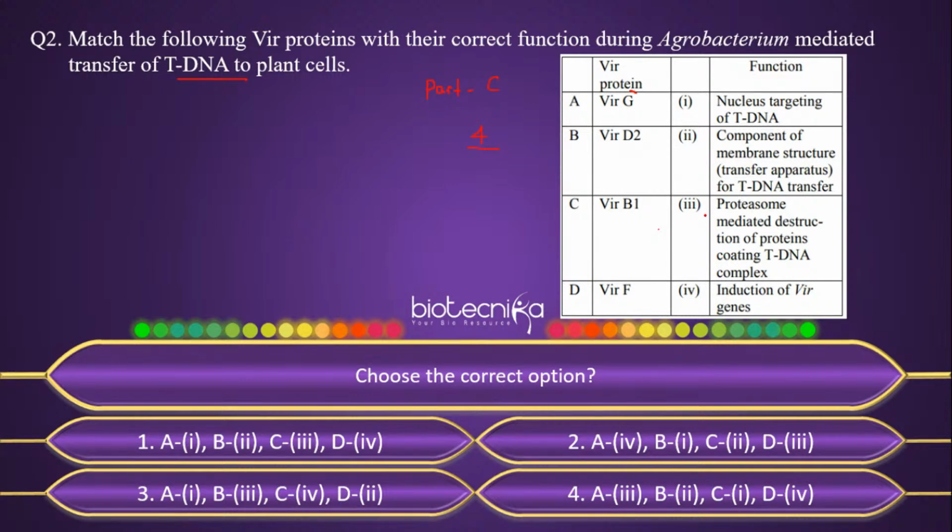Okay, so let's see what the answer to this question is. Let's say I'm confident about VirG protein. I know VirG is the protein which is involved in activation, or I should say induction, of Vir genes. So simply, if I know that the function of A, that is VirG, is induction of Vir genes, I know the correct combination is A4. And now if I look at the options, only in option 2, A4 is given. Right? So simply, even if you know about a single Vir protein, you can answer this question. But to be on the safer side, keep it 2.